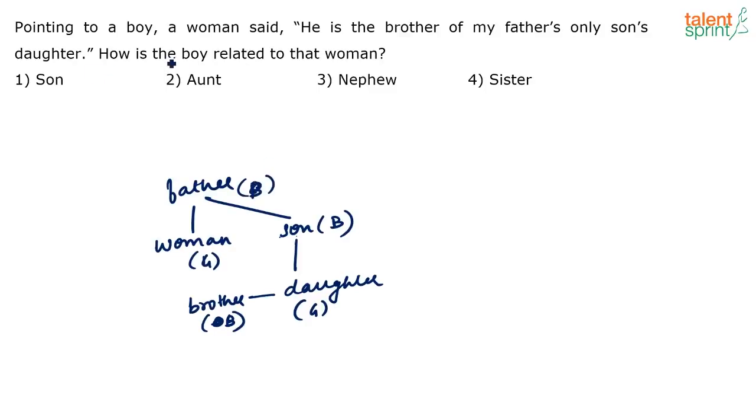So what is asked here, how is the boy related to the woman? So this boy is this lady's brother's son, or her nephew. Your sibling's son is your nephew and your sibling's daughter is your niece. Correct answer is option 3, nephew. See, this boy is the son of this lady's brother. So that boy is that lady's nephew.